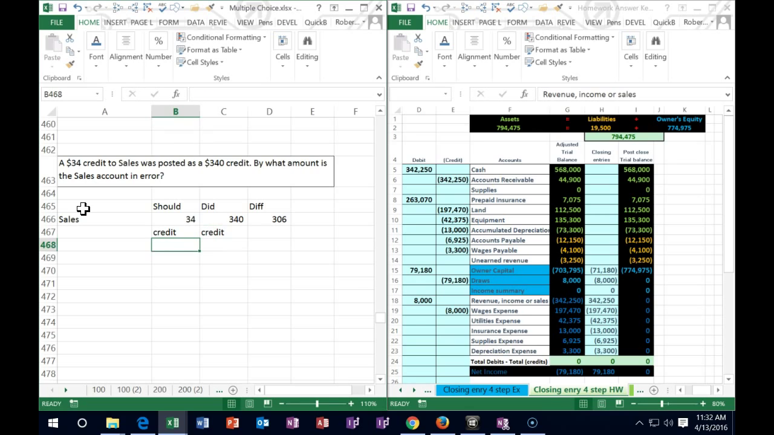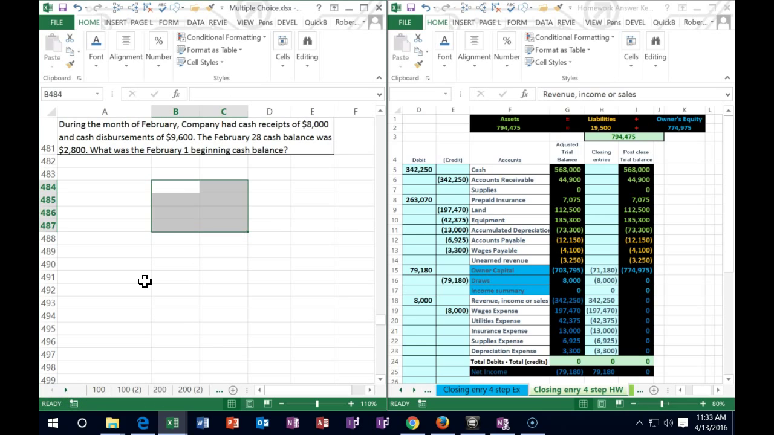And of course, what does a credit do to sales? Well, sales is down here. It's a revenue, income, sales, all types of income accounts have a credit balance. If we credit it, we're making it go up. So it's going up in both cases. Therefore, it should have gone up by 34, and we did go up by 340. Therefore, the difference is overstated, or sales is too high by the 306. Sales is too high by the 306, therefore it's overstated.